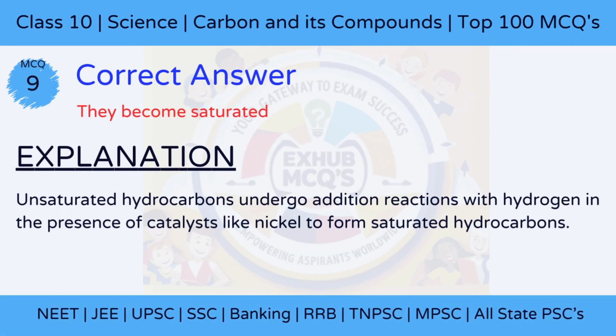The correct answer is option C, they become saturated. Explanation. Unsaturated hydrocarbons like alkenes and alkynes undergo hydrogenation in the presence of catalysts such as nickel. The addition of hydrogen converts them into saturated hydrocarbons such as alkanes.